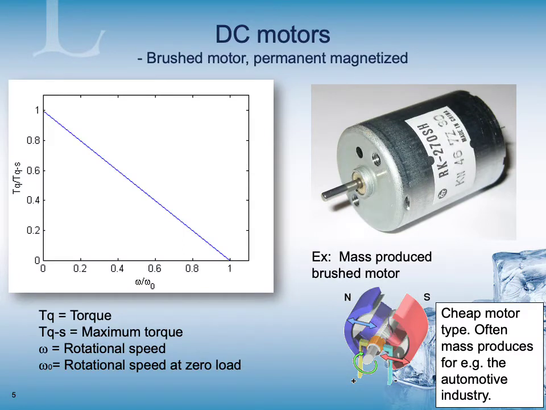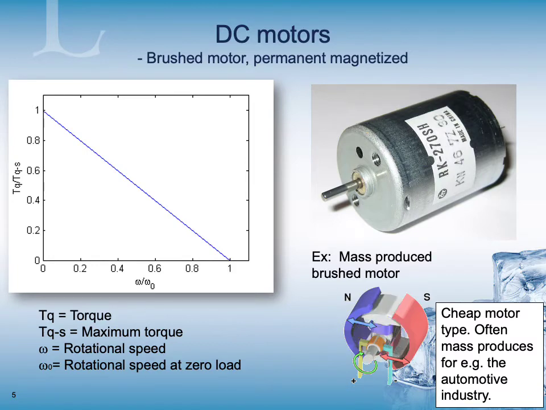Here we can see another type of brushed motor, this one with permanent magnets on the stator. This is a simple motor type, mass-produced, very cheap, often used, for instance, in the automotive industry, in subsystems, like when you open and shut the windows on the car. And why do you use that? Yeah, as I said, it's cheap. That's of course one reason why you want to use it.